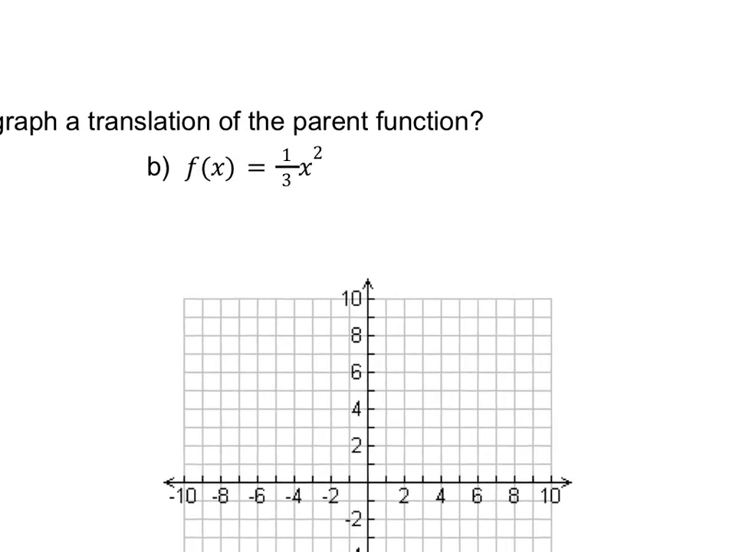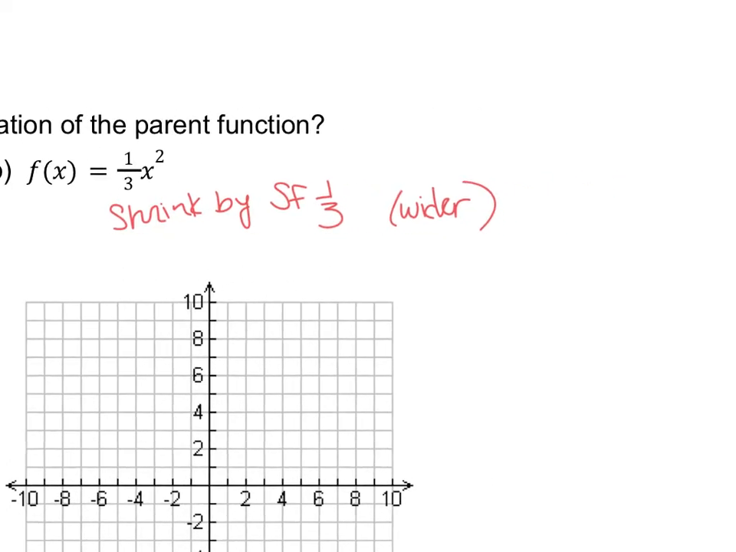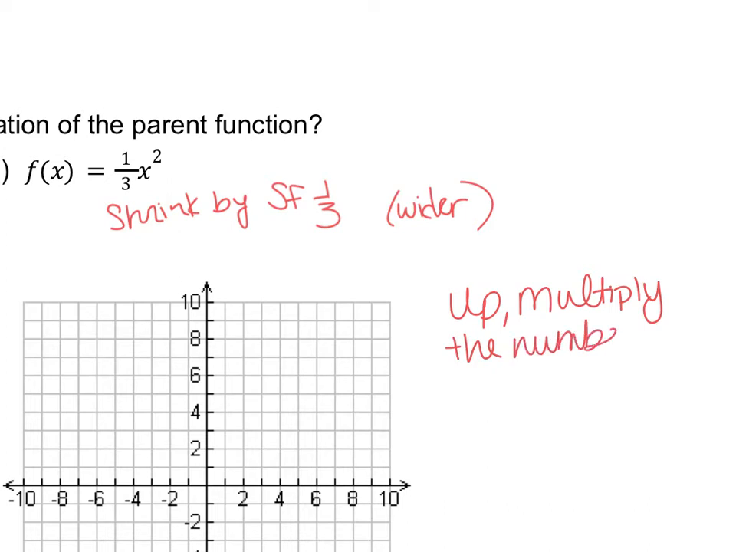Okay, let's do another one. So this one's a little bit trickier. This one has a shrink by scale factor 1/3. So this means it's going to be wider. Okay, so what you do is whenever you go up, you multiply the number by 1/3, or divide it by 3.